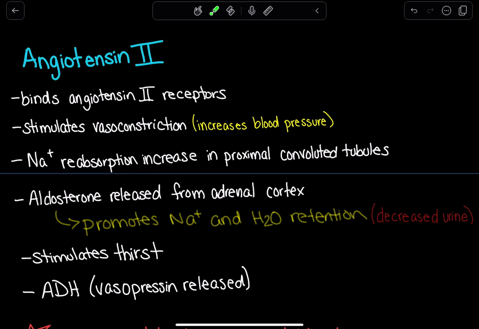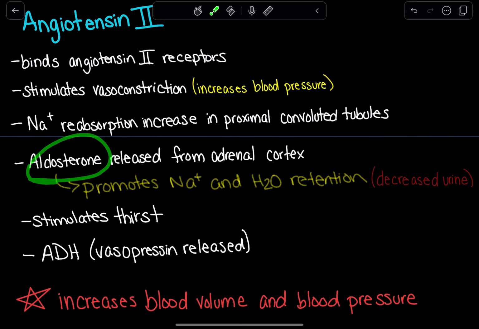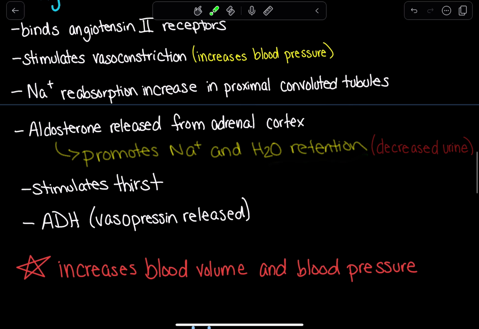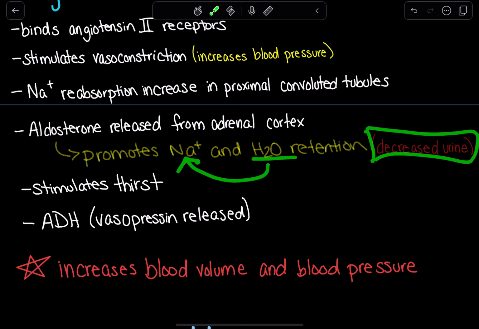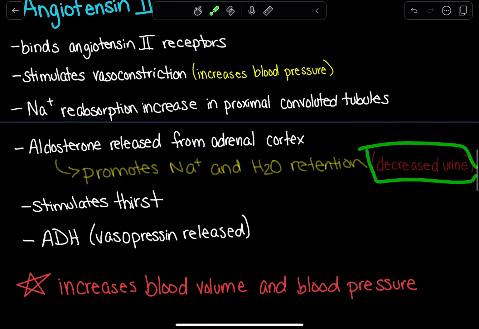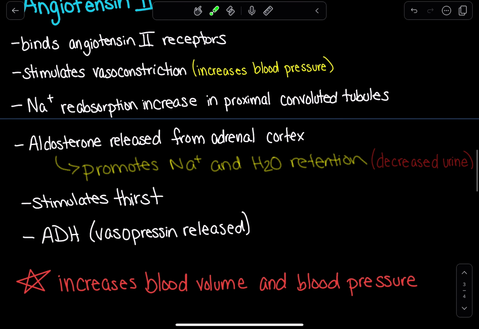and our blood pressure will increase. Now, aldosterone is actually produced by the adrenal cortex. So angiotensin, through a mechanism, will stimulate aldosterone release from the adrenal cortex, and this will promote Na+ and H2O retention. As I mentioned, if sodium is being retained, H2O will automatically follow. And as a result, we get decreased urine because H2O is following that sodium back into our blood, and then decreased urine output. And then angiotensin 2, through other mechanisms, will stimulate thirst.